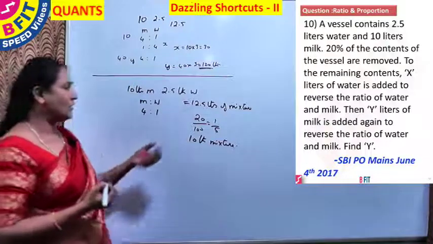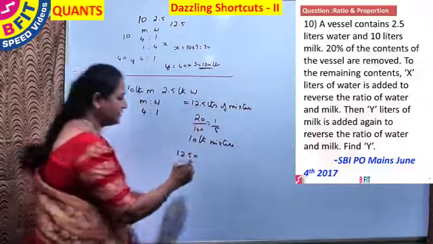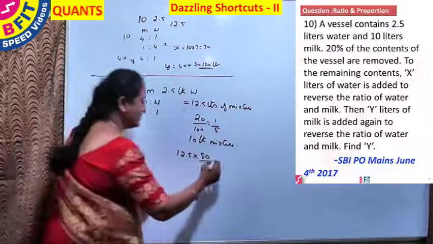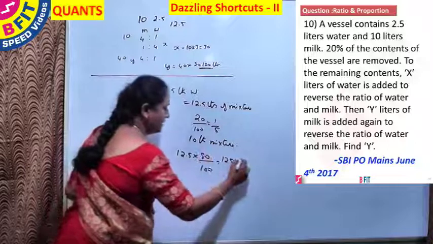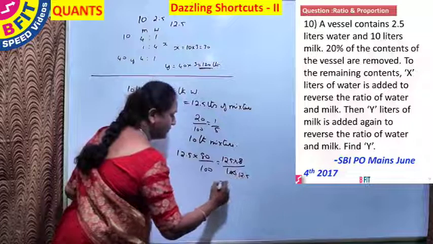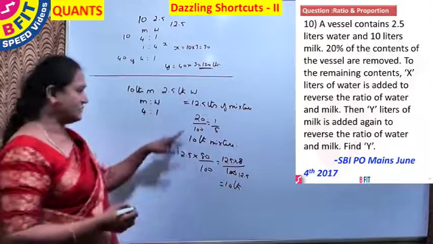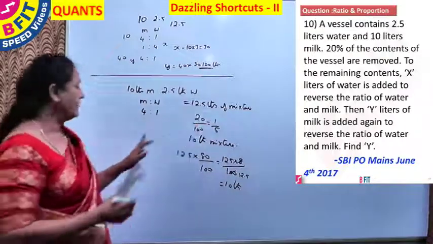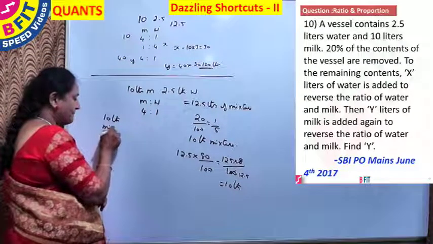Or you can work it out like this: in this 12.5 liters, if 20% is removed, 80% remains. For this working, 80 by 100 of 12.5 is 10 liters. But instead of doing this calculation, just one part is removed, so we have 4 parts. In this 12.5, one part is 2.5. So we now have 10 liters of mixture of milk and water.